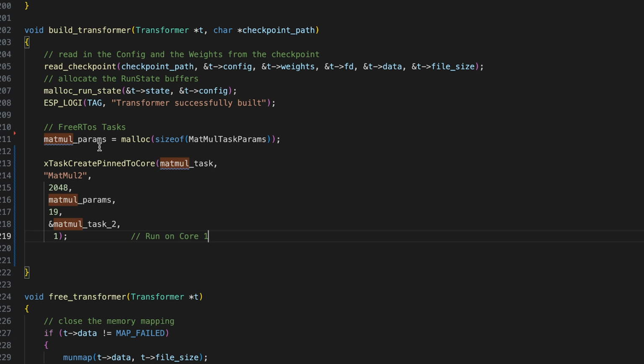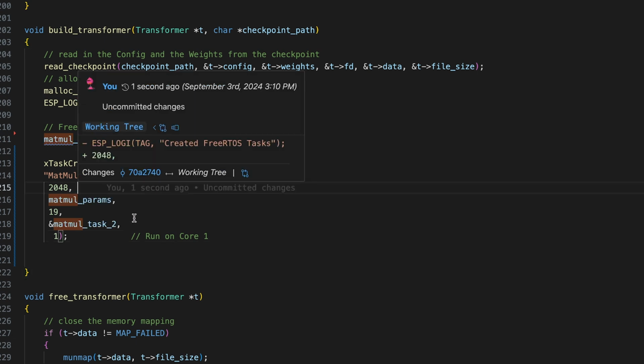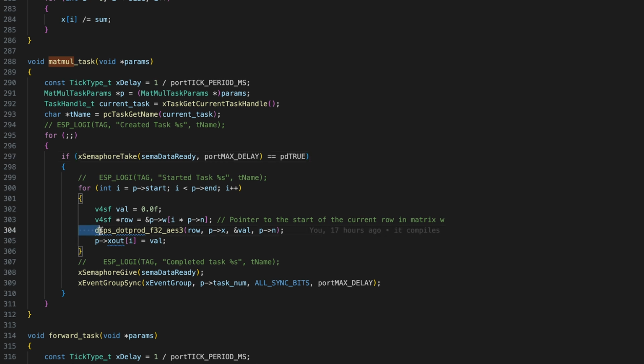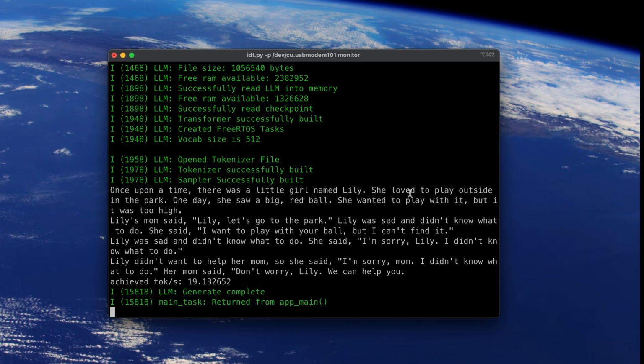Then I used the ESP32 second core to offload some of the heavy lifting, like the matrix multiplication and attention calculations. I also discovered that the ESP32 has some nifty SIMD instructions through its DSP library, including an optimized dot product function. After these optimizations, I managed to get an output of 19 tokens per second.